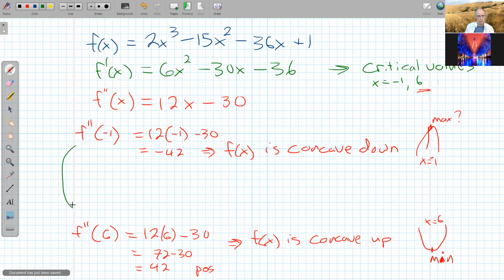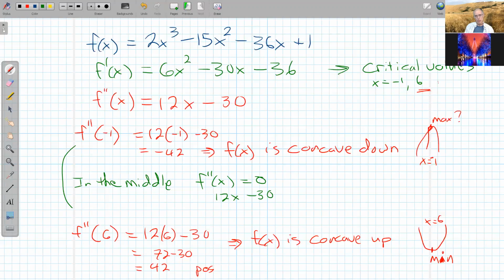The interesting thing is what happens in the middle here. I have a negative second derivative at x equals -1. I have a positive at 6. So somewhere between x equals -1 and x equals 6, we should hit 0. So I want to know when f double prime of x is equal to 0. So 12x minus 30 equals 0. Add 30, divide by 12.